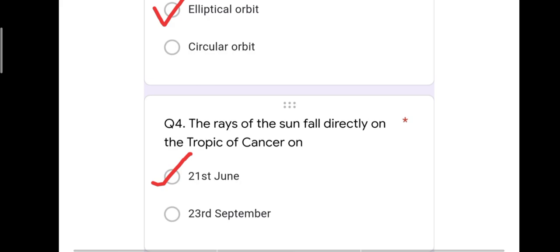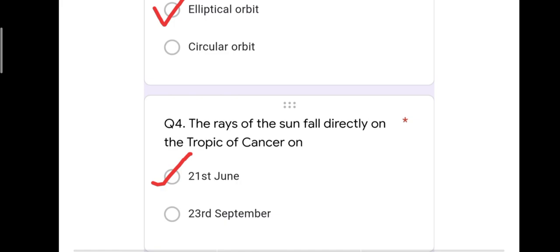Now question number 4. The rays of the sun fall directly on the Tropic of Cancer on. Again there were two options, 21st June and 23rd September. So here children, the correct answer is 21st June. The rays of the sun fall directly on Tropic of Cancer. And we all know that on 21st June it is summer solstice, and northern hemisphere is tilted towards the sun, and the rays of the sun fall directly on Tropic of Cancer.